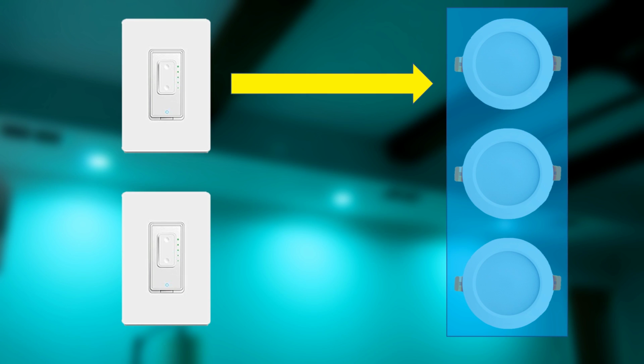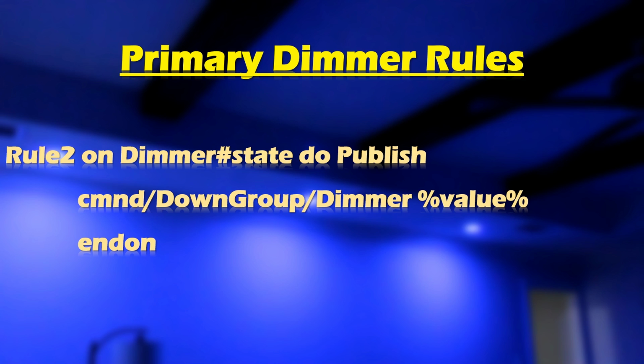So how do we get the dimmer to talk to the group of lights? We'll do that with a rule. To keep them in synchronization, we'll do a rule 2, and what will happen is anytime the dimmer state is changed on the primary dimmer, it'll send over the same dimmer value of the switch itself to the DownGroup that we set on each light previously. This will keep all lights in synchronization based on the dimmer value of the Martin Jerry dimmer itself.